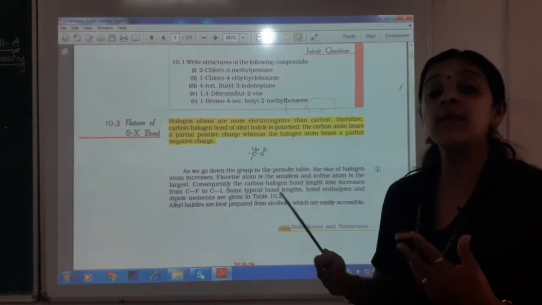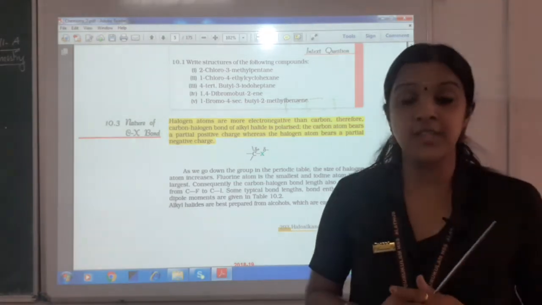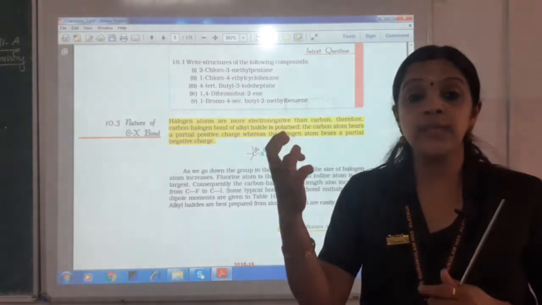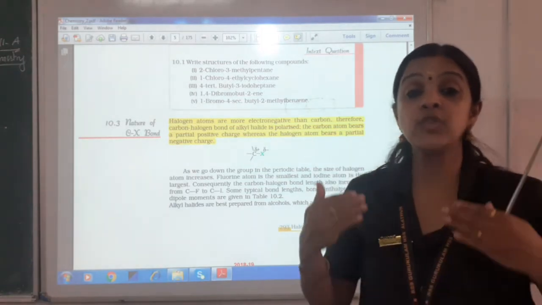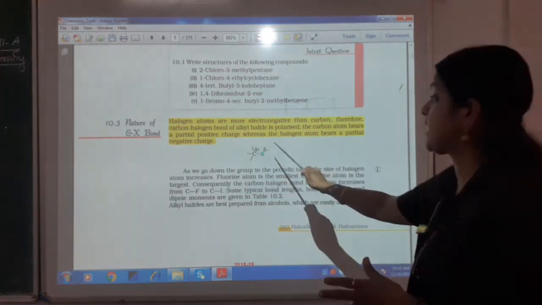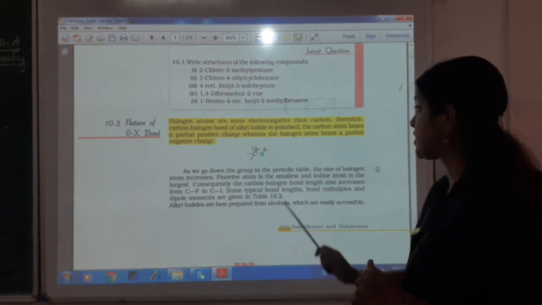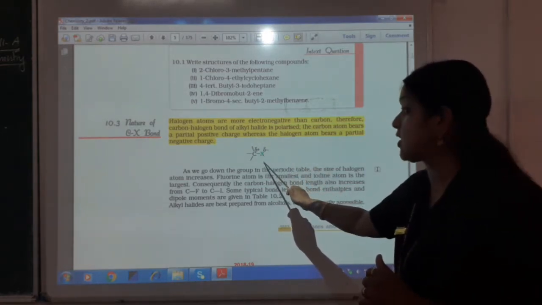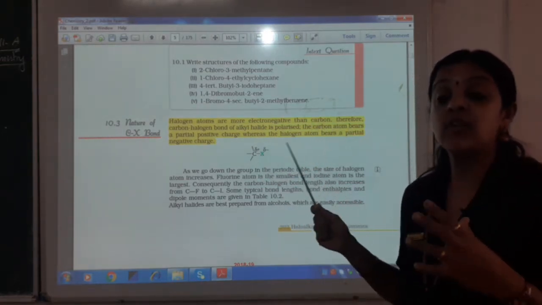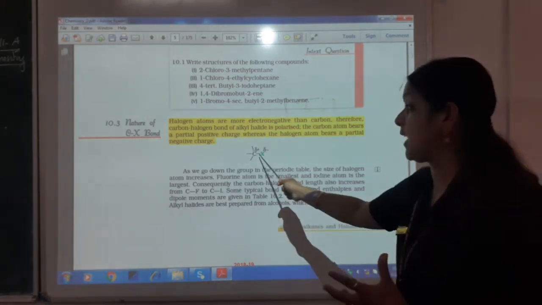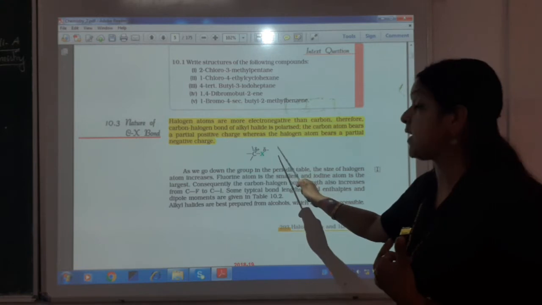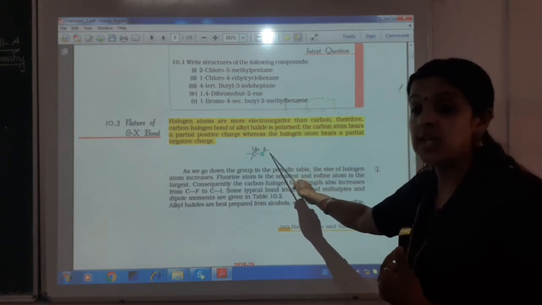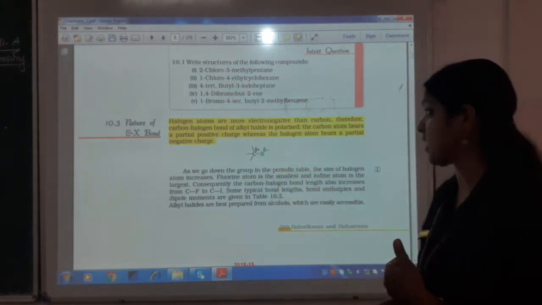We have studied about dipole moment and polarization. That is, a pair of electrons is being attracted by the more electronegative atom, which will induce a partial negative and a partial positive charge. So this carbon and halogen atom have an electronegativity difference, such that the electron pair is more influenced by the halogen atom, which develops a partial negative charge here and a partial positive charge.